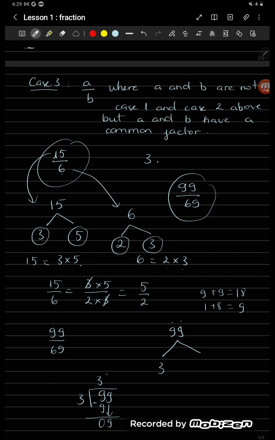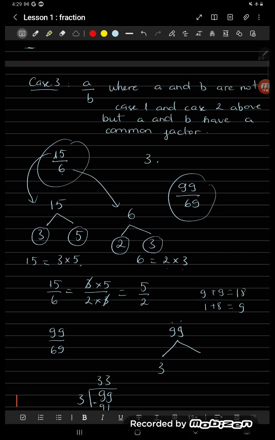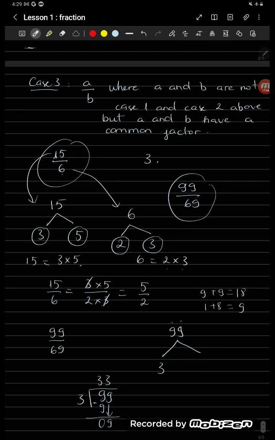So you have 9 divided by 3 equals 3. And then 3 times 3 equal to 9. And 9 subtract 9 equal to 0. So the remainder is 0. Okay, so no more numbers to divide. So the answer is 33, right?